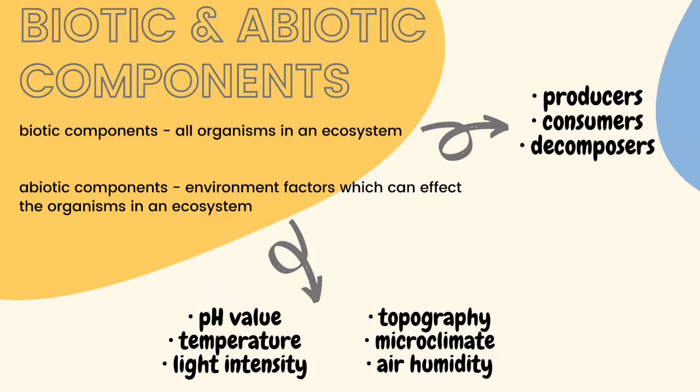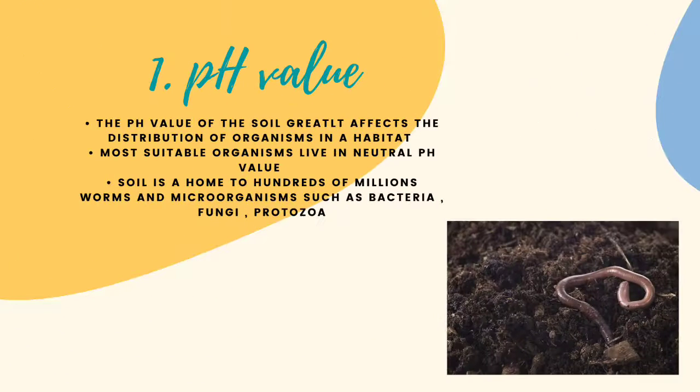Biotic and abiotic components. Biotic components are the organisms in an ecosystem, for example, producer, consumer, and decomposer. Abiotic components are environmental factors which can affect the organisms in an ecosystem, for example, pH value, temperature, light intensity, topography, microclimates, and air humidity.